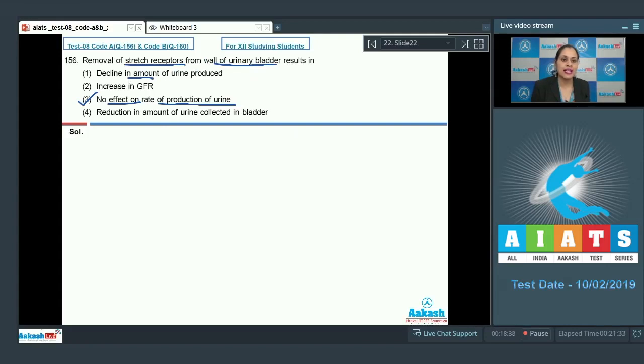The very first option is decline in amount of urine produced. This is an incorrect option because removal of stretch receptors does not impact the production of urine. The next option is increase in GFR, and this is also incorrect option because removal of stretch receptors does not impact glomerular filtration rate. And the last option, reduction in amount of urine collected in bladder, is also an incorrect option because these stretch receptors get activated only when there is stretching of urinary bladder, when it gets filled with urine, and not before that. So the answer to this question is option number 3. Let's discuss our next question.